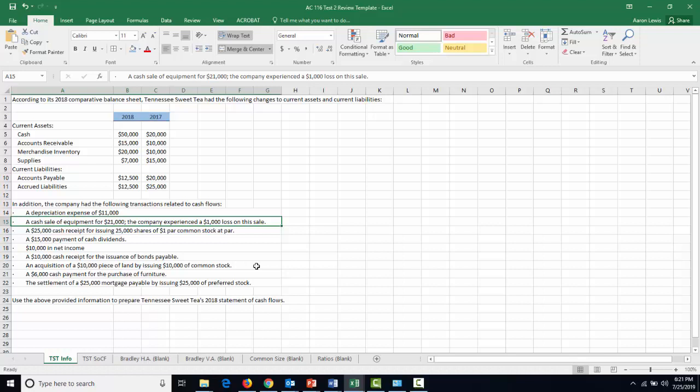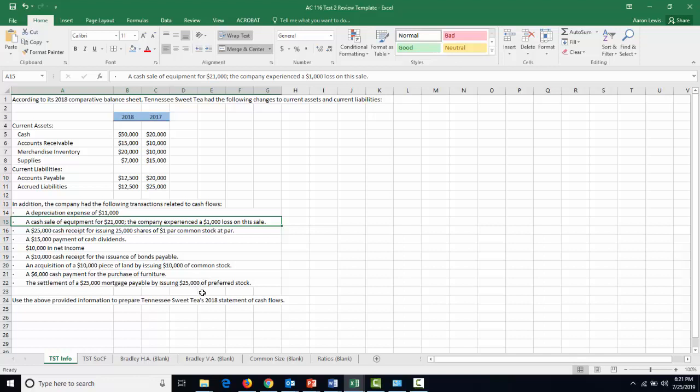Which means that that transaction, no cash changes hands. And that's going to be a non-cash transaction. Since it's non-cash, we don't put it into our regular investing section. We're going to wait on that till we get to the non-cash section. The next one we have is a $6,000 cash payment for the purchase of furniture. Bingo. Furniture is a long-term asset, and we are acquiring it by paying out cash. So we know that cash payment for furniture is going to go into our investing section.